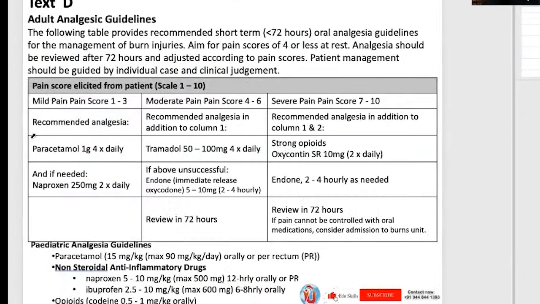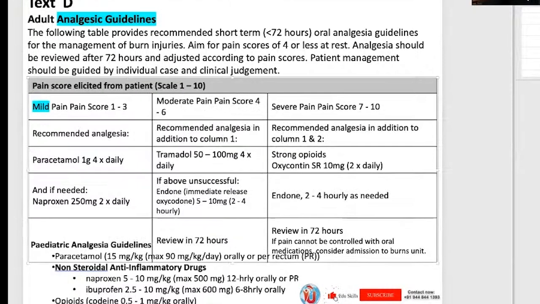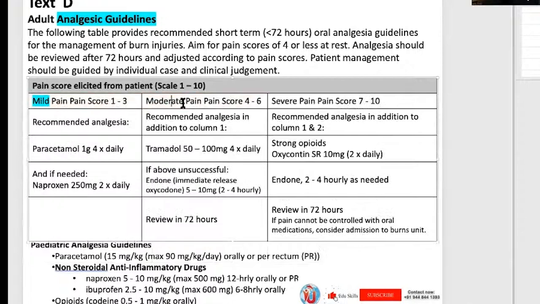Here, coming to text D. Analgesic guidelines. Now here you see pain score elicited: mild, moderate, severe. When you have such tables, just look at the top column where you have the subheadings. Mild, moderate. These will be given in the questions. So immediately you can locate the answer.